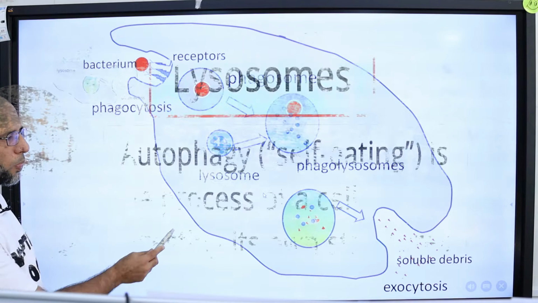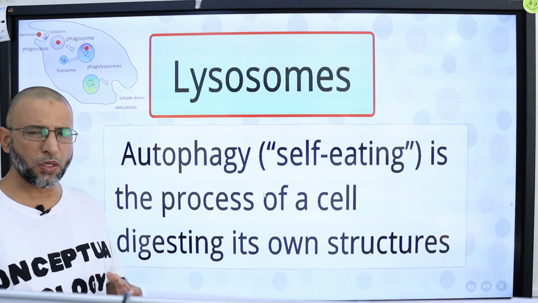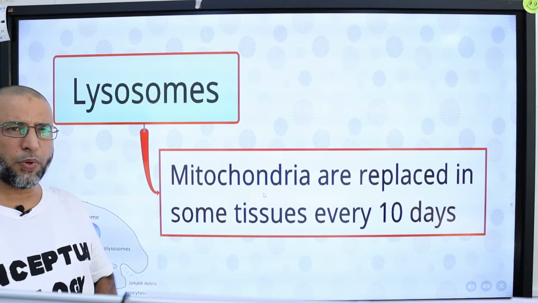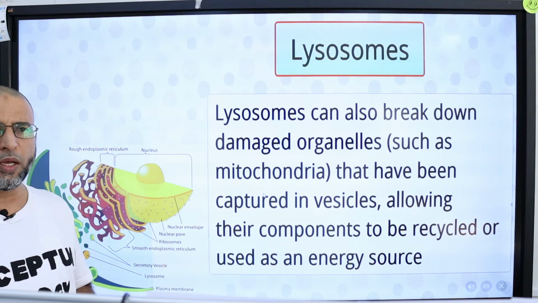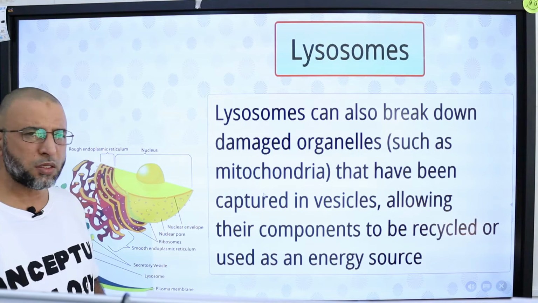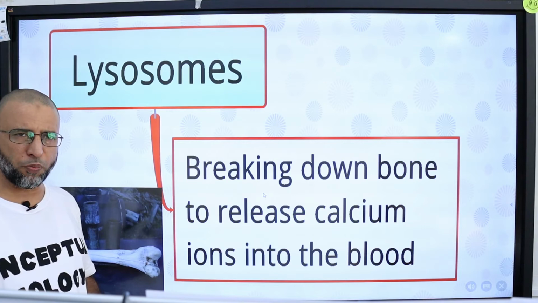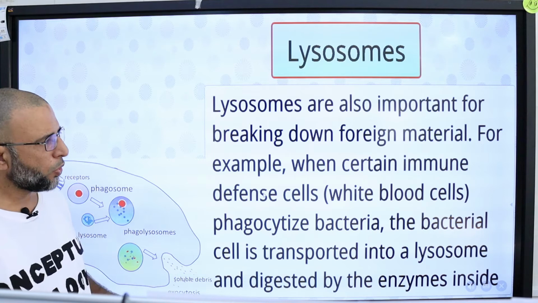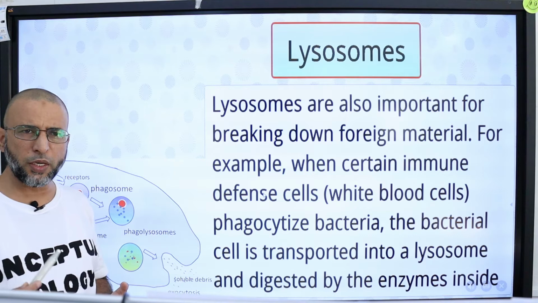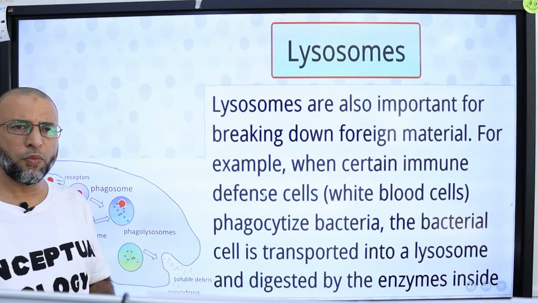Autophagy, or self-eating, is the process of a cell digesting its own structures. Mitochondria are replaced in some tissues every 10 days. So lysosomes can also break down damaged organelles such as mitochondria that have been captured in vesicles and allow their components to be recycled or used as an energy source. Lysosomes are also involved in the breakdown of bone to release calcium ions into the blood. Lysosomes are also important for breaking down foreign material. For example, when certain immune defense cells, like white blood cells, phagocytize bacteria, the bacterial cell is transported into a lysosome and digested by enzymes inside.